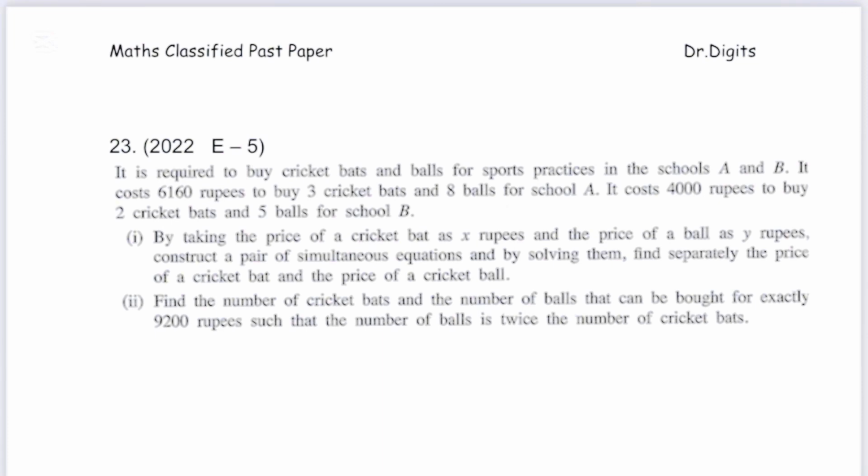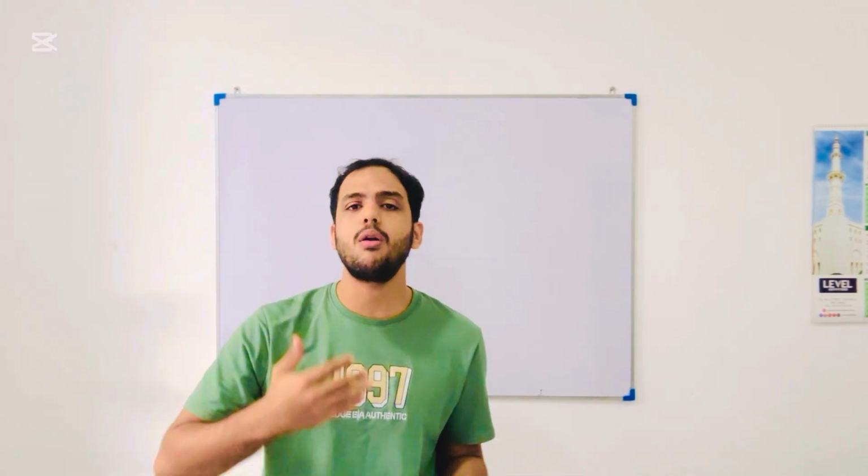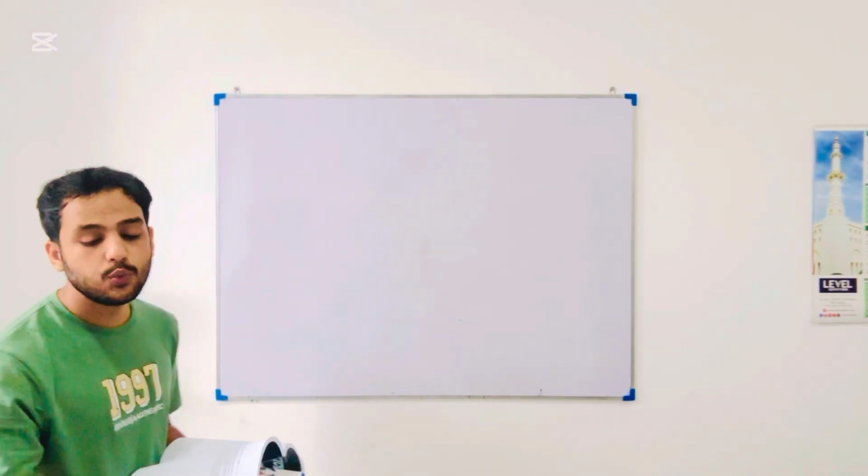It costs 6,160 rupees to buy 3 cricket bats and 8 balls for school A. It costs 4,000 rupees to buy 2 bats and 5 balls in school B. Now this is a small question. Sometimes if you see the other past papers, there are huge paragraphs, so you can't keep on reading the paragraphs. So in this case, what do you do?